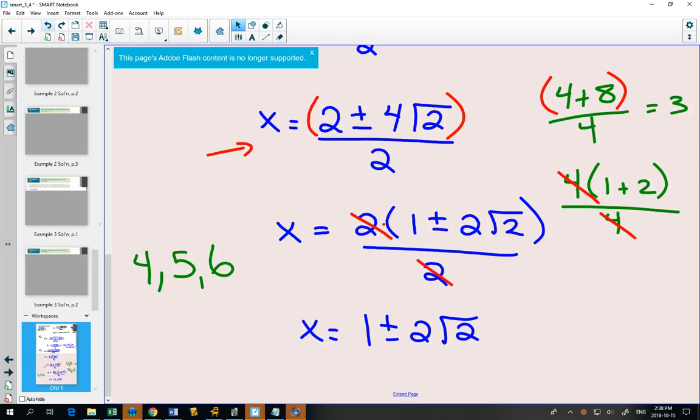One thing you might want to try is try to find out which questions the formula is fastest, which questions completing the square is fastest, and which questions factoring is fastest. So whenever you do a question, you should look at it and say, what will be the fastest technique to try this? And try that technique first.